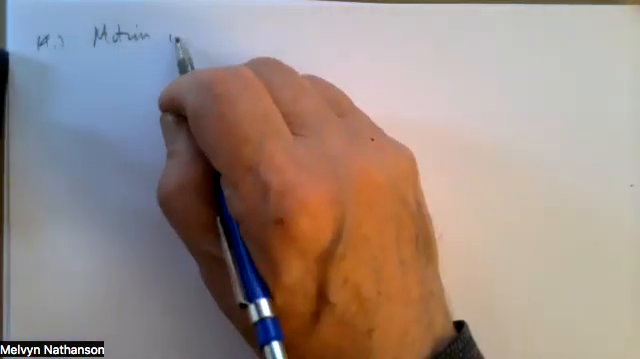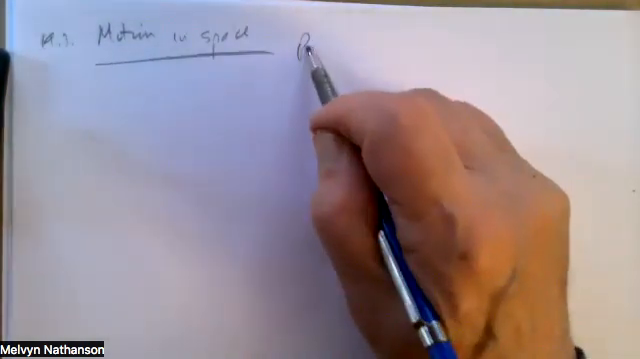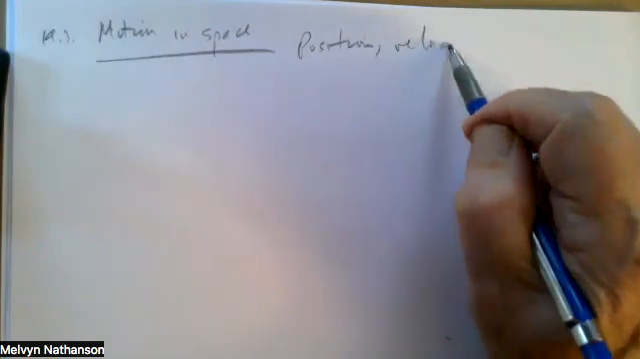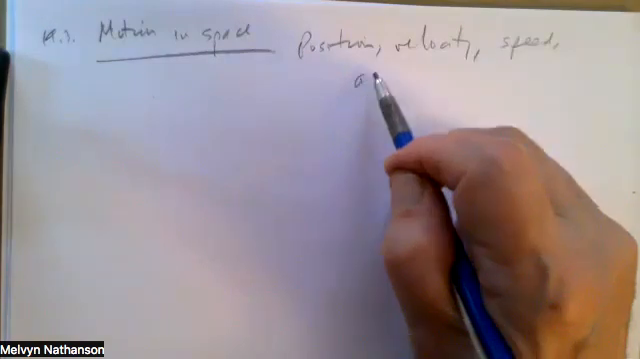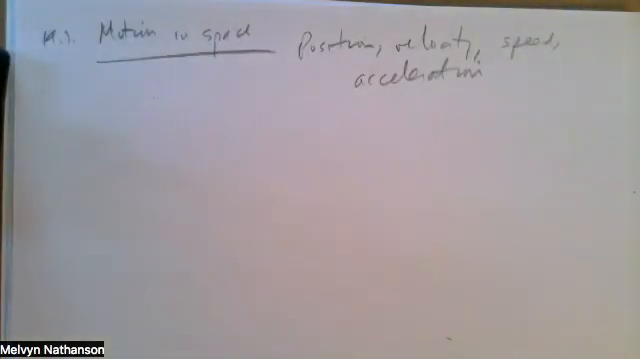14.3, motion in space. So I talked about this a little bit on Monday, and I will go through it again. So the magic words are position, velocity, speed, and acceleration.